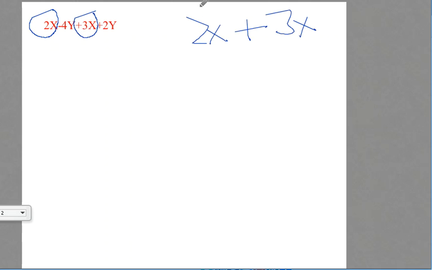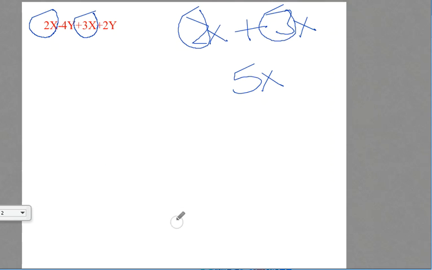So our like terms for this expression would be 2x and a positive 3x. Those both have an x raised to the first power. So when we combine like terms, we combine the coefficients. 2 plus 3 is 5, and the variable or variables stay exactly the same.